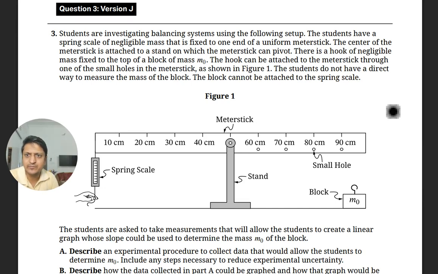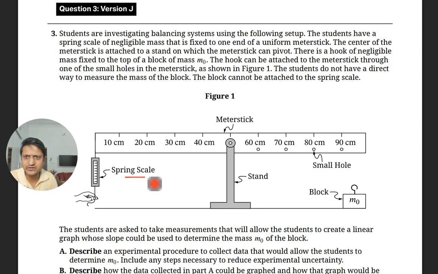So this question is from AP Physics 2025. The question says that students are investigating a balancing system using the following setup. So this is the setup. The student has a spring scale of negligible mass that is fixed to one end of the uniform meter stick. So this is the spring system.